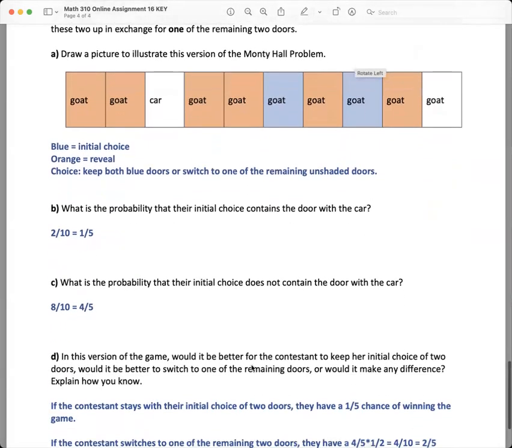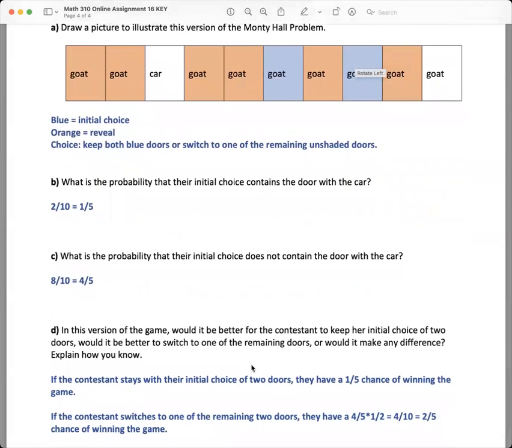And then the more complicated one is, this problem didn't ask for this, but I thought I would go through and explain how to figure out the probability of winning if you stay and winning if you switch. Okay, so the probability of winning if you stay is the same as part B. You have a 1 in 5 chance of winning if you stay. But what about winning if you switch?